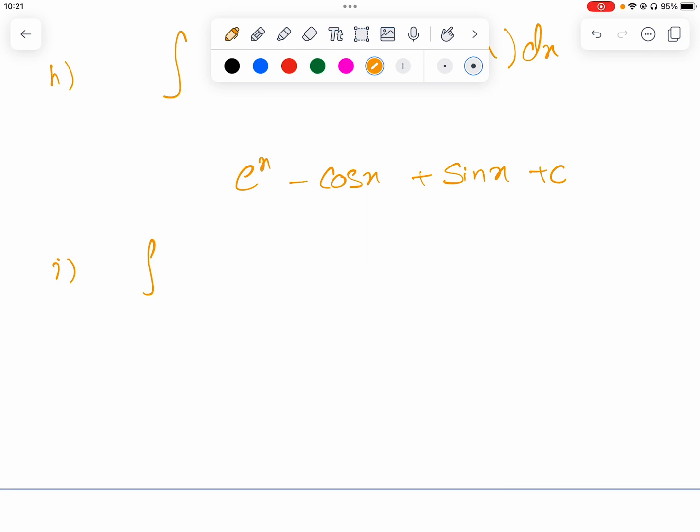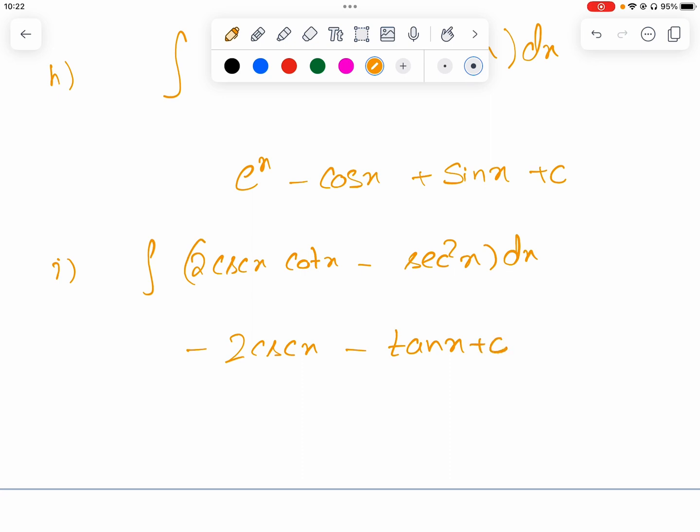I, integral of 2 cosecant x cot x minus secant square x dx. So integral of 2 cosecant x cot x is 2 cosecant x and secant square x integral is tan x plus c.